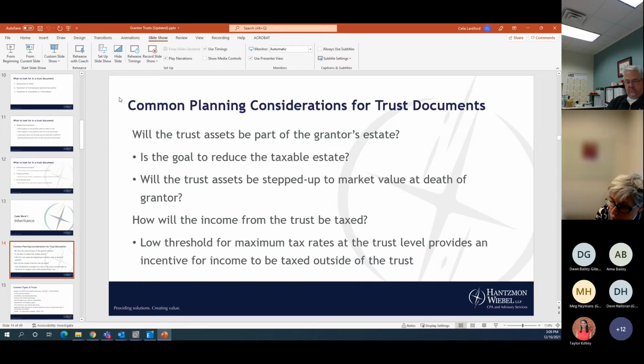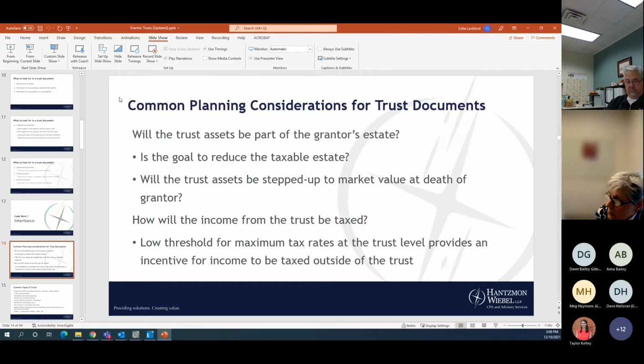Do you have a large enough estate that you are going to owe estate tax, transfer tax when you die? And then the second thing, of course, is we always need to be aware of what the income tax implications are of a document or a transaction.